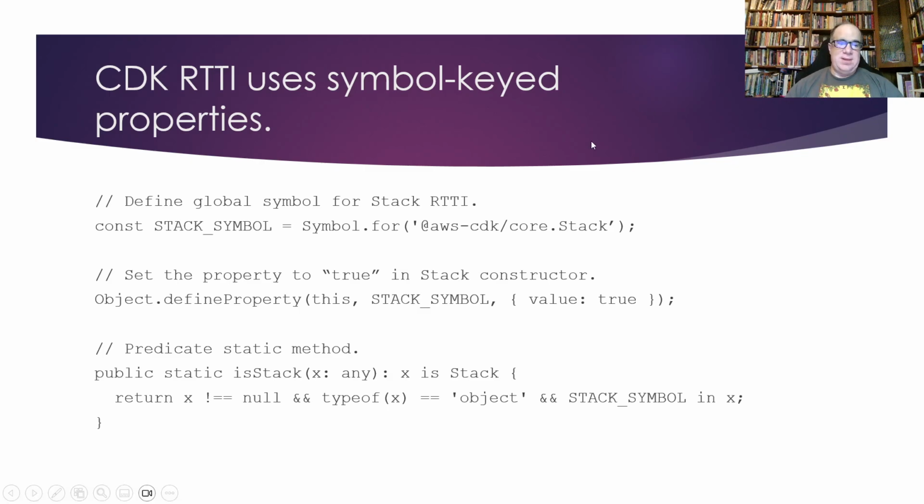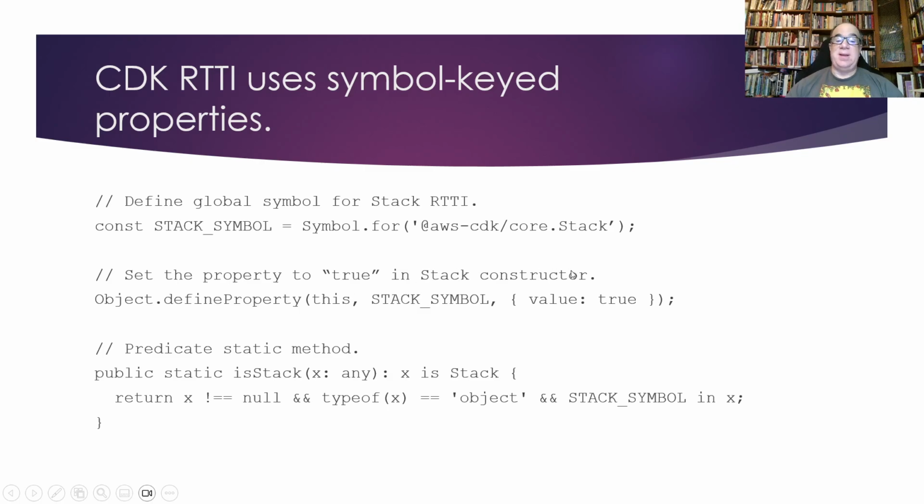And so what the CDK does is they create a global symbol in the global symbol table using Symbol.for. And here they're using their package name as a differentiator, so it'll be truly global, and then slash core.stack, because the stack object is in the core library of the CDK. And so that becomes the symbol for the isStack property. And they set that property to true in the stack constructor.